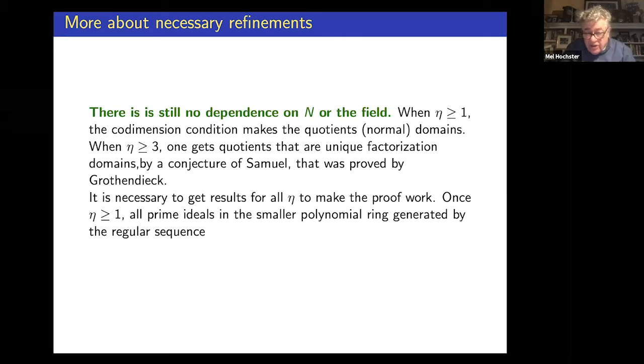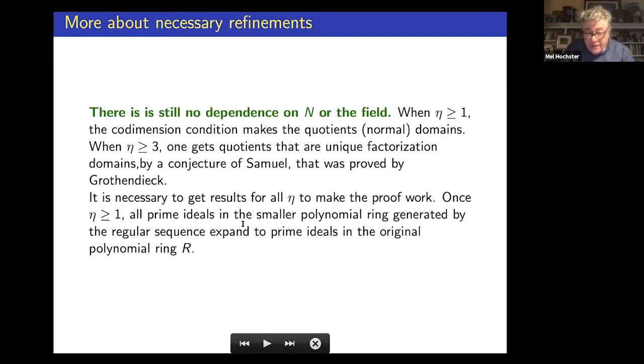And once eta is at least 1, I said all the ideals generated by elements in the regular sequence are prime. Their quotient by them is an integral domain. But in fact, something much, much stronger is true once you have that condition. It turns out that every ideal in the small ring expands to a prime ideal, every prime ideal in the small ring expands to a prime ideal in the original ring. And that enables you to compare something called primary decomposition.